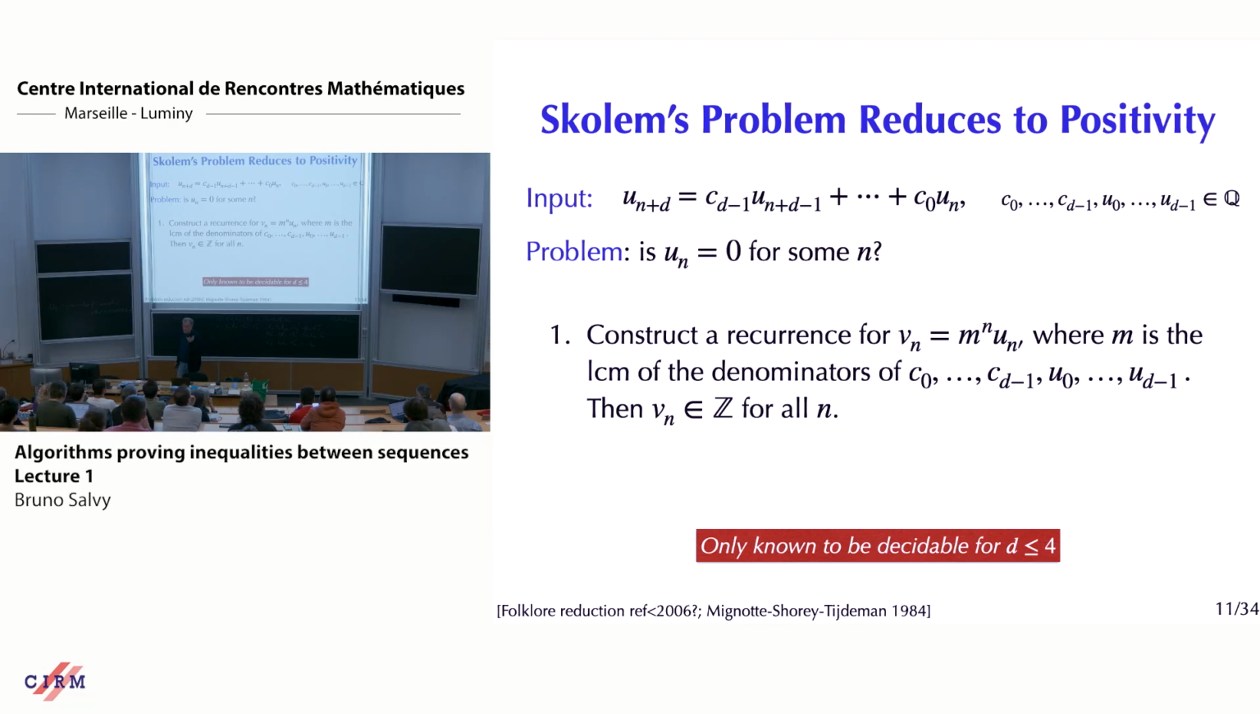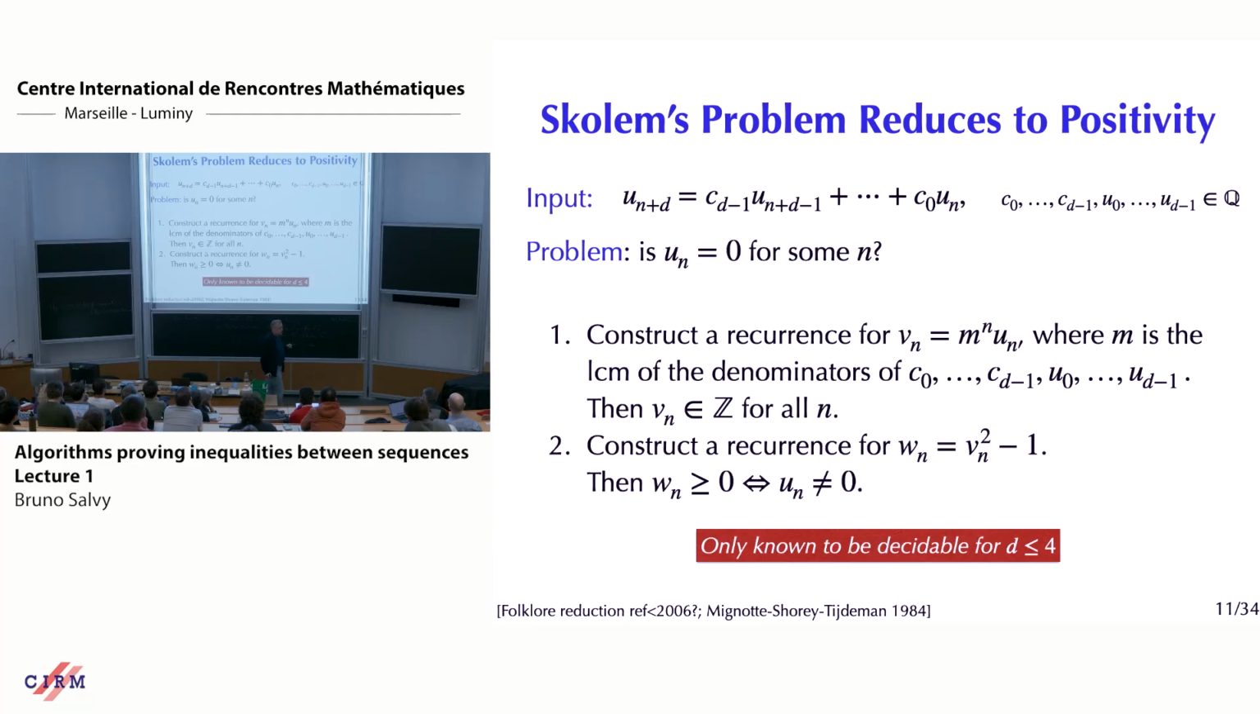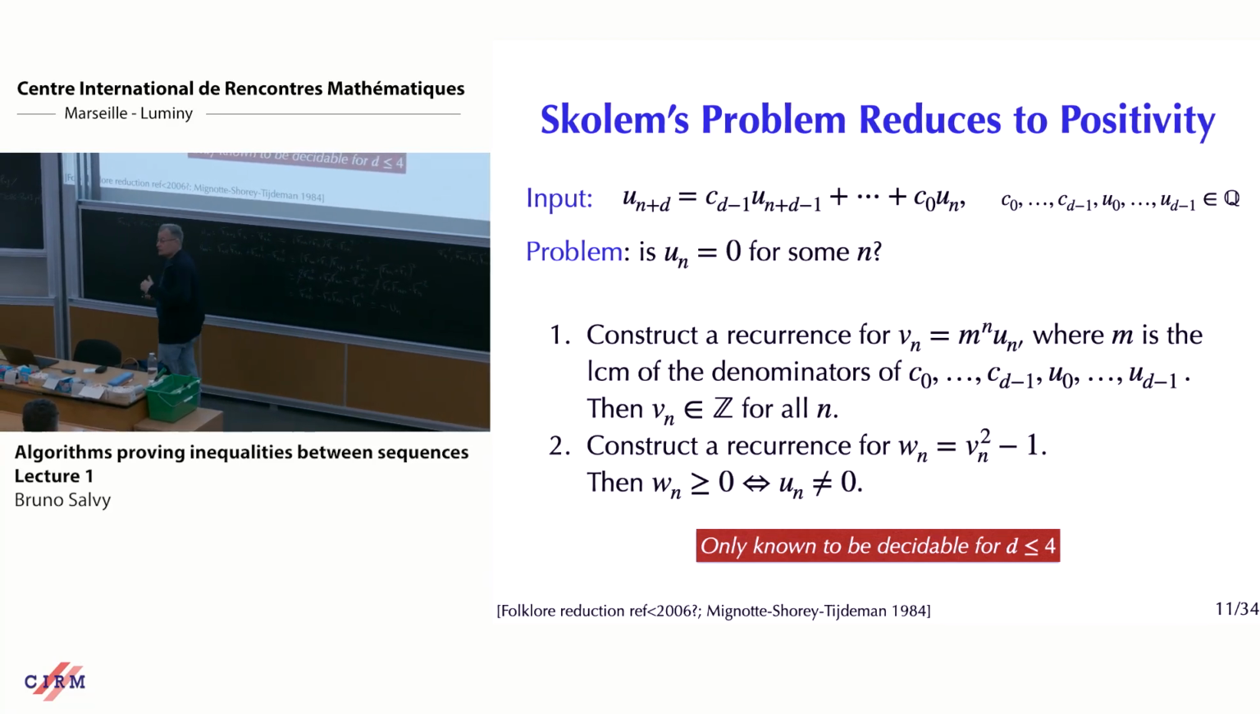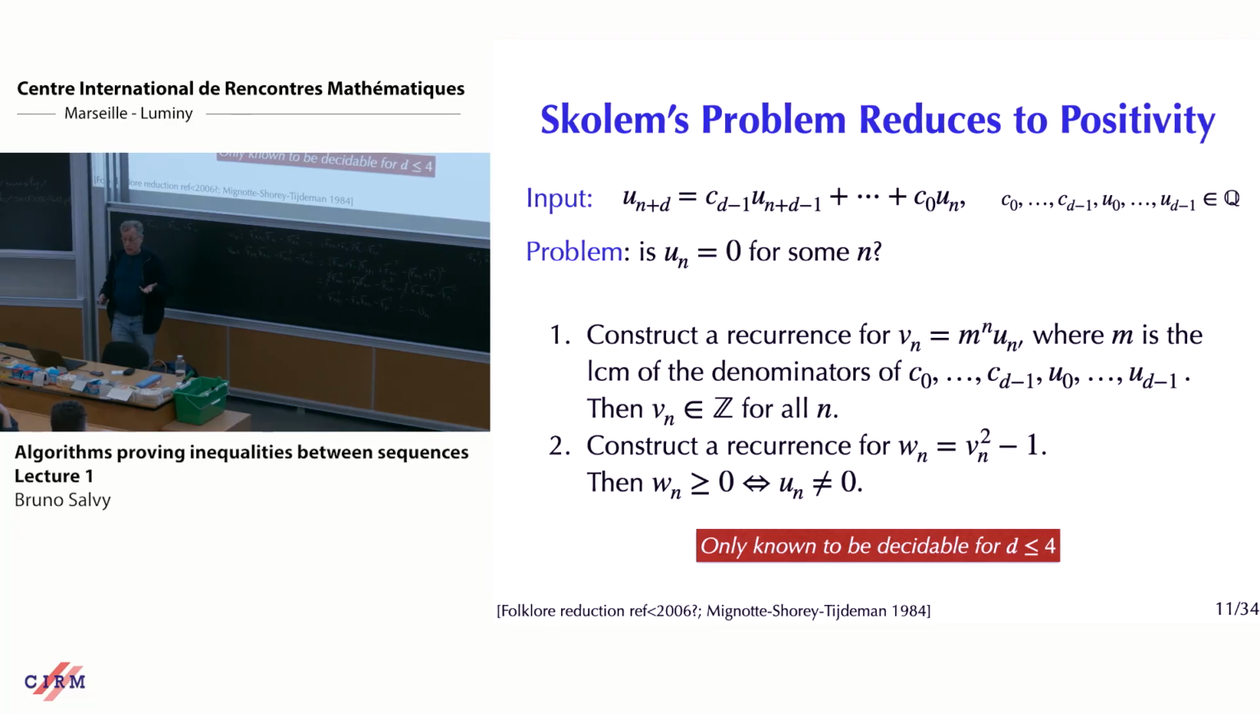Now it's easier for integers to detect 0. Because you're going to construct another recurrence now for this sequence, v_n squared minus 1. Again, by closure property, you can get a recurrence. And now, if u_n is 0, then v_n is 0 and you get minus 1. So it is not positive, and conversely, if it is positive, then v_n squared is larger than 1, then v_n is larger than 1, so u_n was not 0. So you have a reduction to positivity from this difficult problem. So in general, we are dead. We cannot hope to solve those problems with elementary tools, at least.